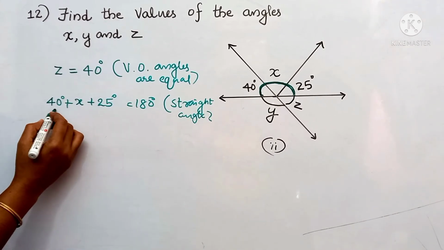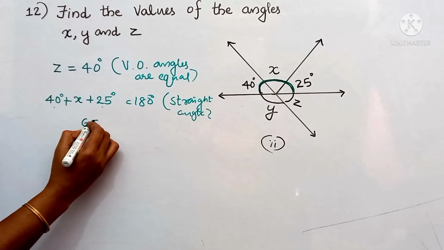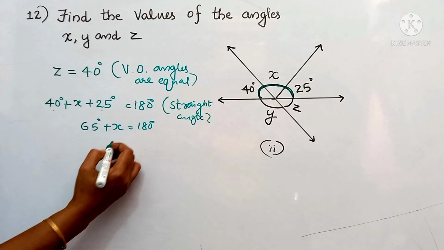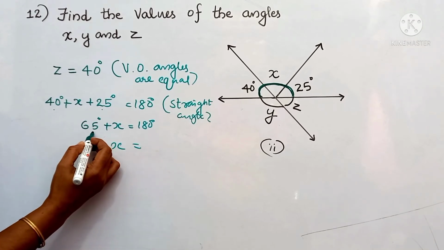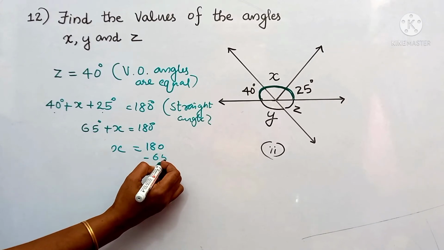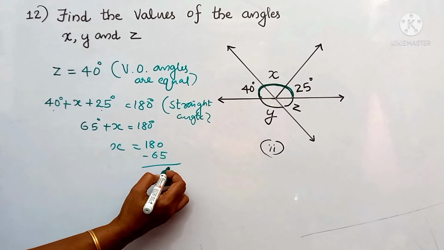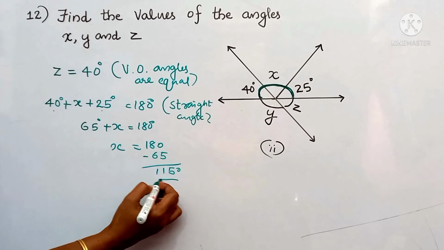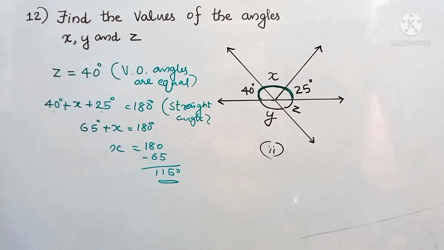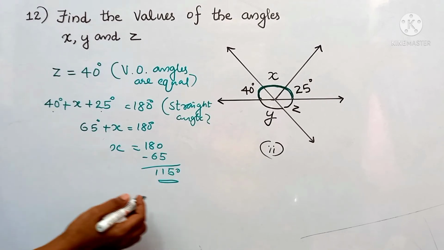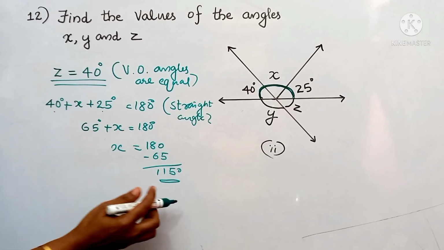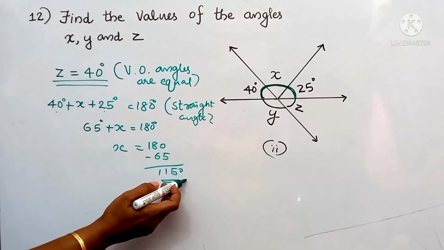And here we can see 40 plus 25 is equal to 65 degree plus x is equal to 180 degree. Therefore, x is equal to, transpose the 65, 180 minus 65. That is equal to 115 degree. We have got the value of x is 115 degree. And then we have to find y.